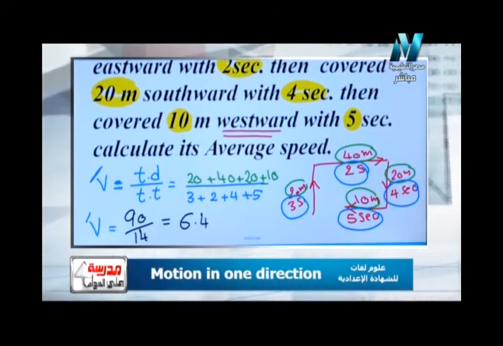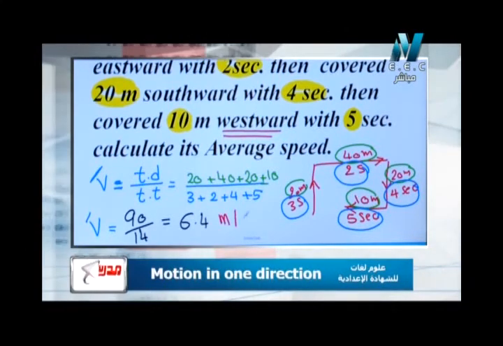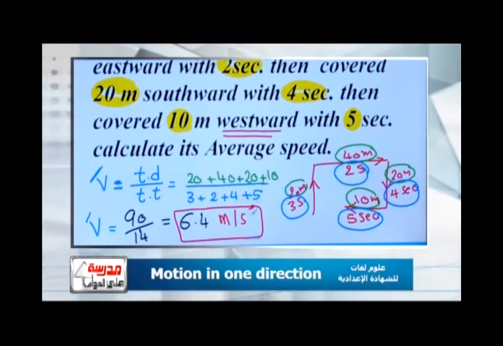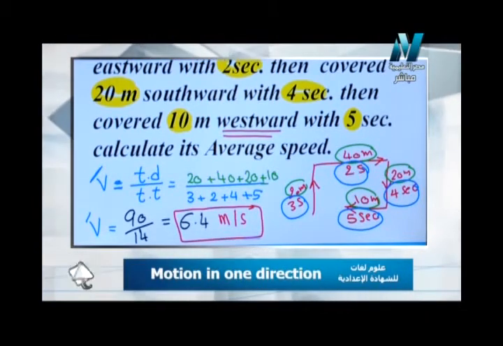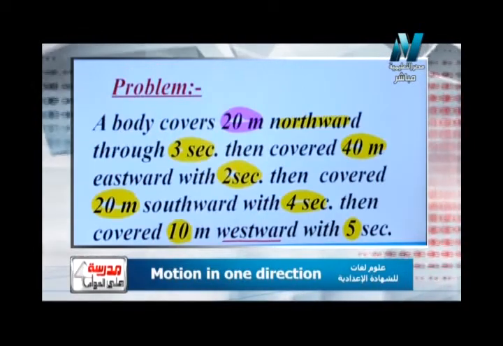6.4 meter per second. So here we can calculate the average speed, as we deal with average speed as definition and as problem.